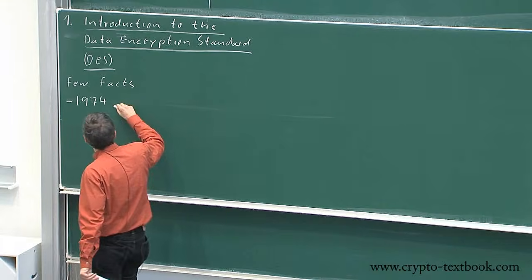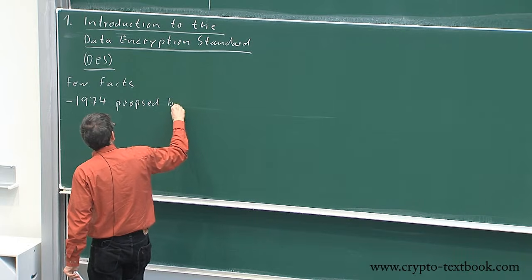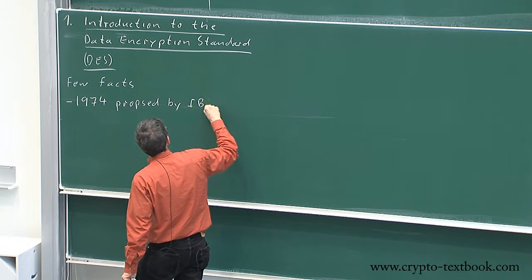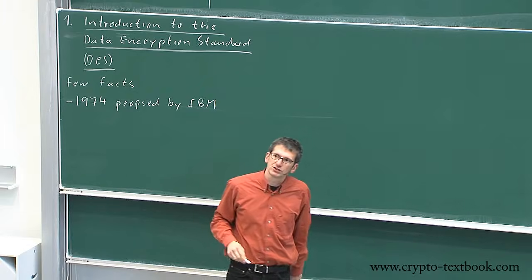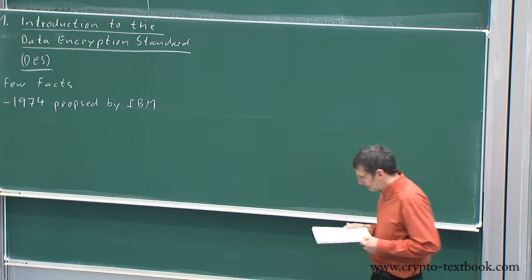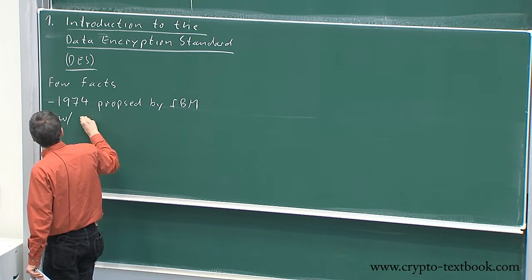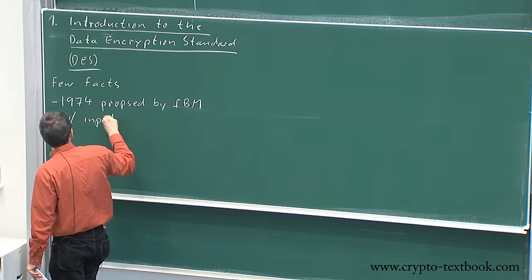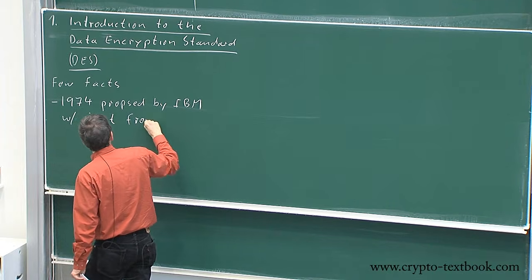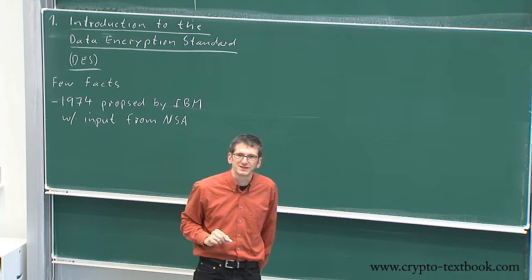So it was proposed by IBM Research in Yorktown Heights. That's about 80 kilometers north of New York City. With, interestingly, very interestingly, with input from our favorite intelligence agency, the NSA.